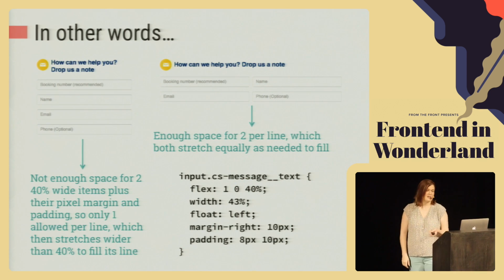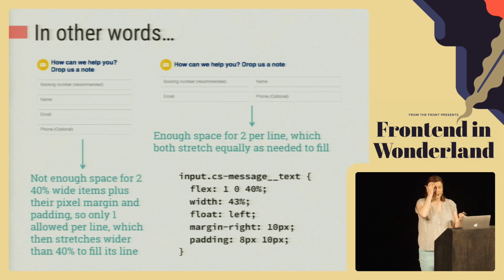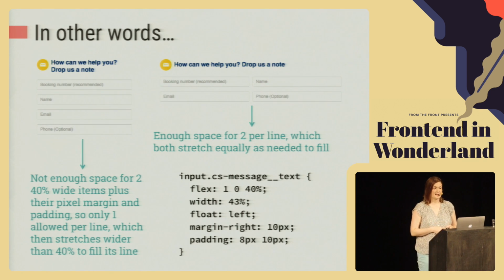Basically, when the viewport is narrow, the combination of the percentage flex basis and the pixel margin and padding makes 2 inputs add up to more than 100%, forcing them to wrap and stack. The same thing happens with the float version.